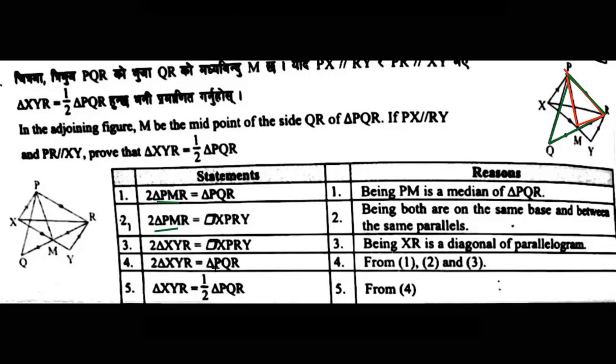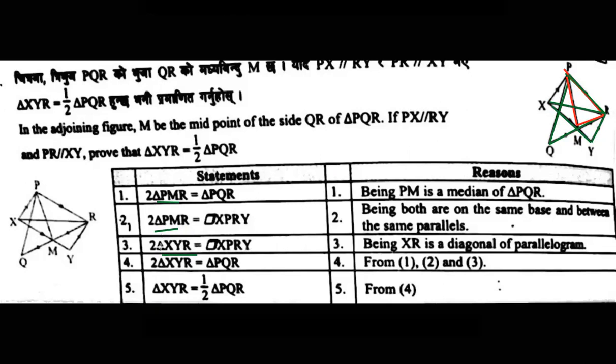Now what is half of this? The other triangle, X Y R. Is this triangle half of this parallelogram or not? So this is also half of this parallelogram. Okay, so let's write down XYR. So 2 into XYR equals half of XPYR.